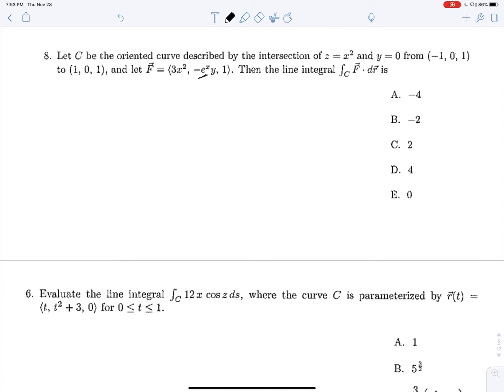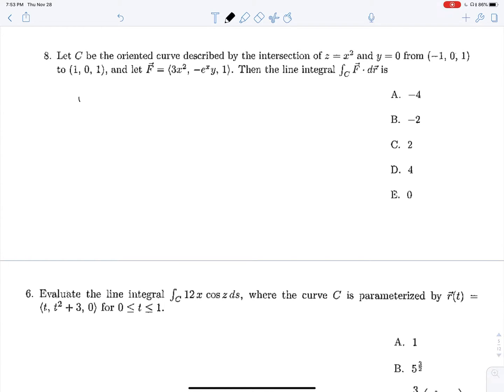If we have an e to the x here, if we were taking a gradient to get this function here, that e to the x should also show up in our x component. So there's no way that it is a conservative vector field. So let's see, what can we do? Well, we can parametrize things.